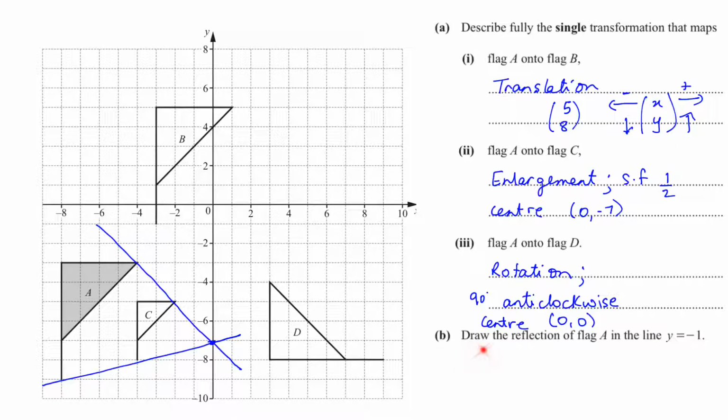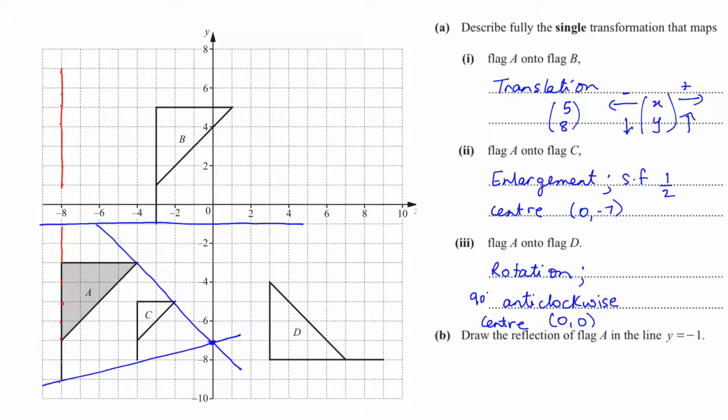Part B. Draw the reflection of the flag A in the line y = -1. So this is the line y = -1. And we have to draw the reflection of the diagram A. This is 2 points down, so we'll go 2 points up, and 1, 2, 3, 4, 5, 6.